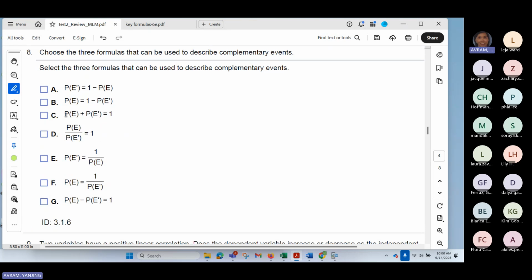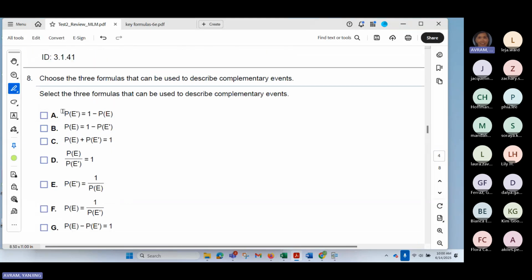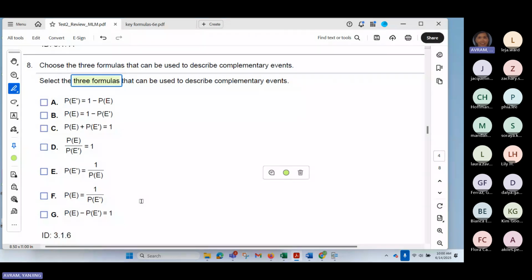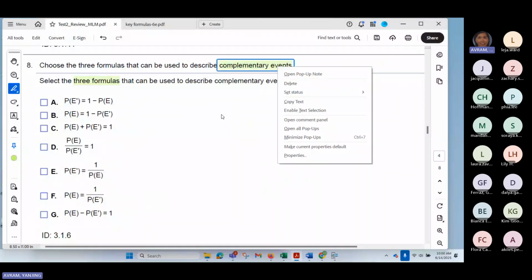So sometimes a tricky part is you need to choose as many as possible when it's correct. All right, this one is 3 formulas. This one is better telling you have 3 formulas. You can do this one. All right, so this one is about a complementary event, right?